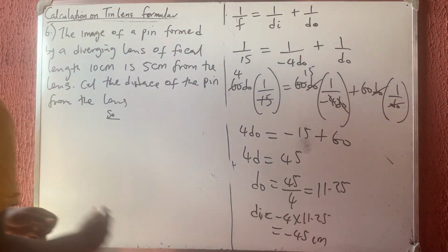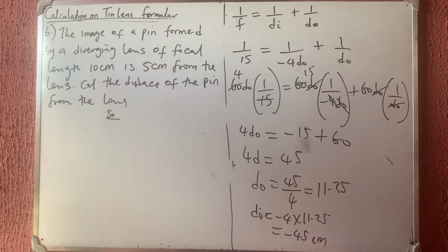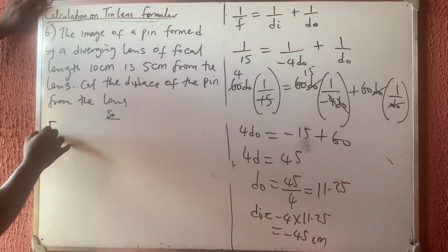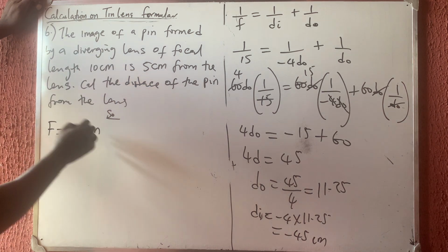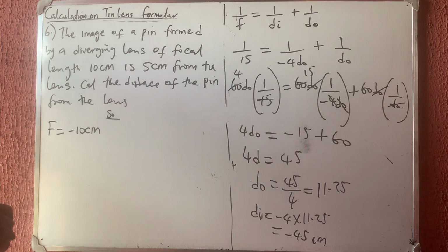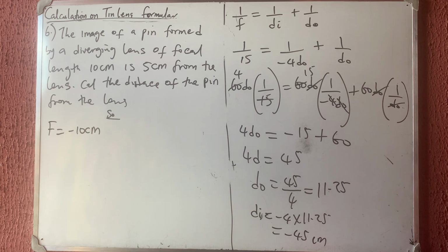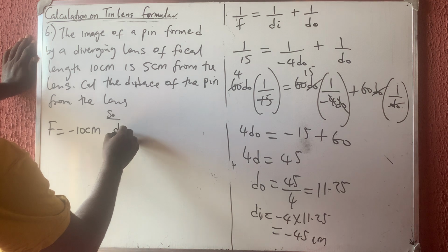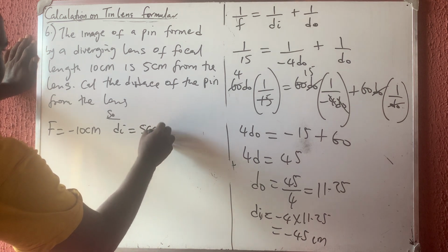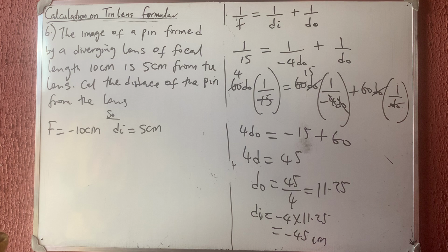Okay, solution. I have that they gave us that since it is a diverging lens, the focal length is going to be minus 10 cm. Because I told you that the focal length of a concave lens, which is a diverging lens, is negative. Okay? So then the image of the pin is 5 cm from the lens. So the distance of the image is 5 cm.